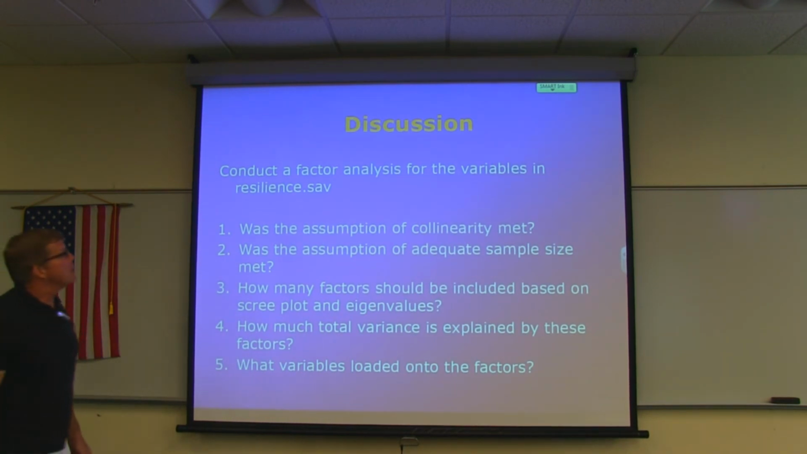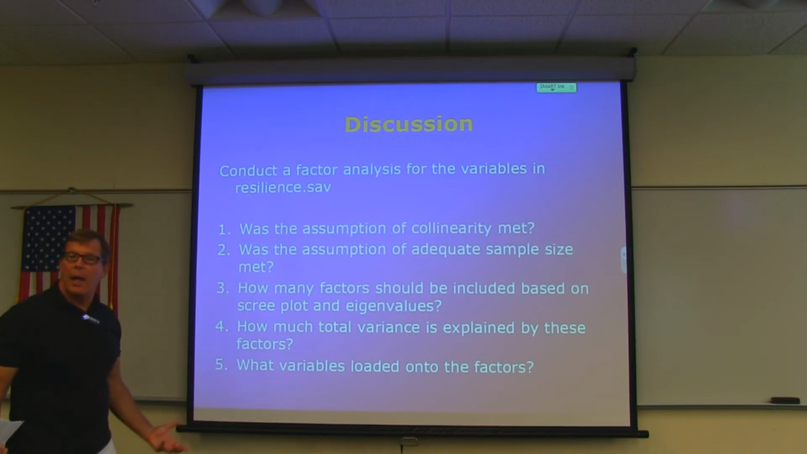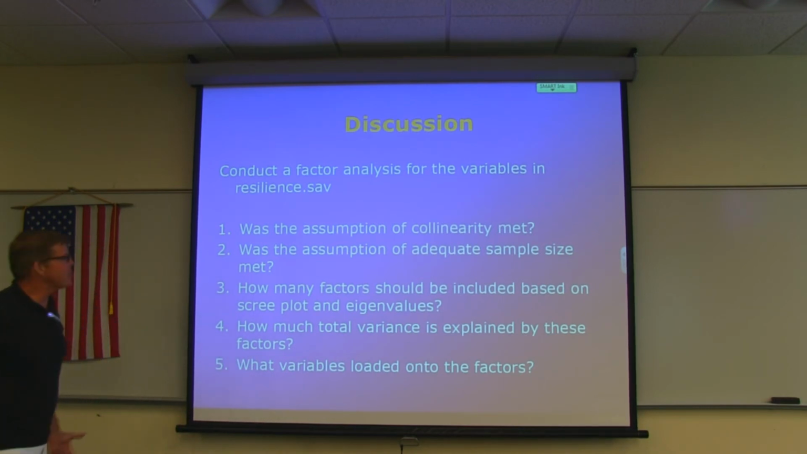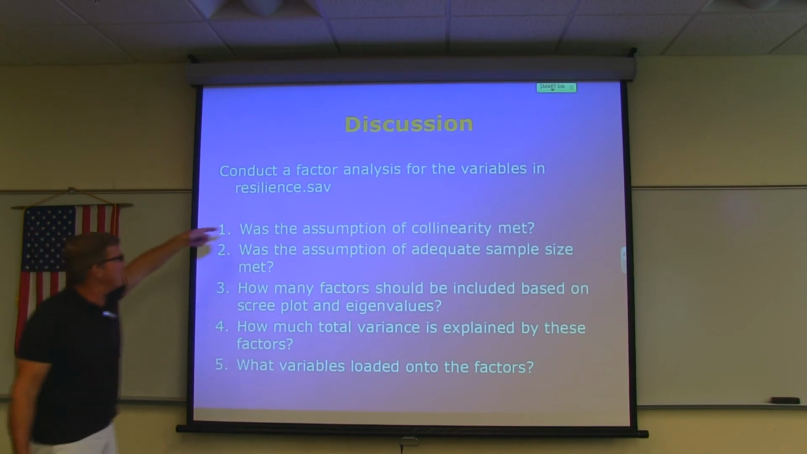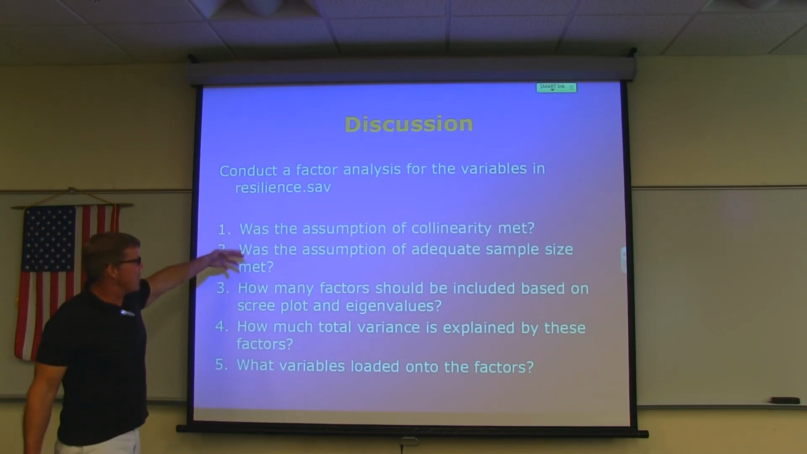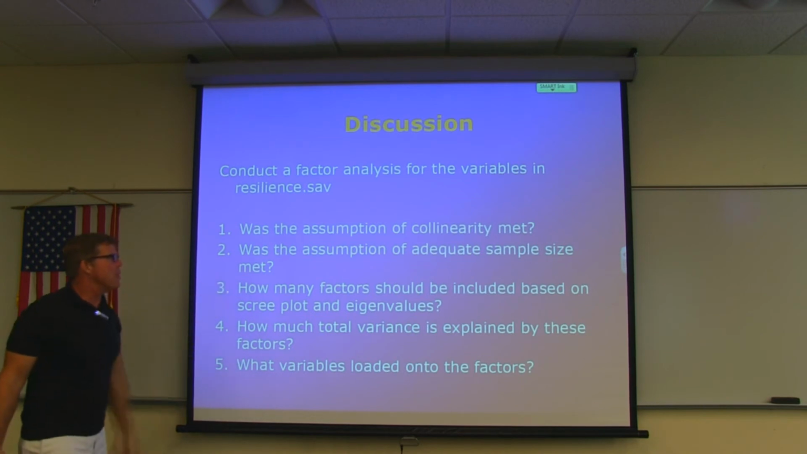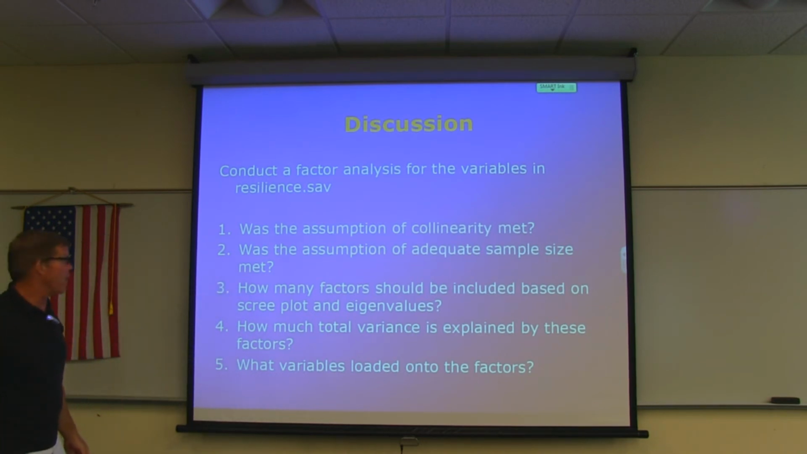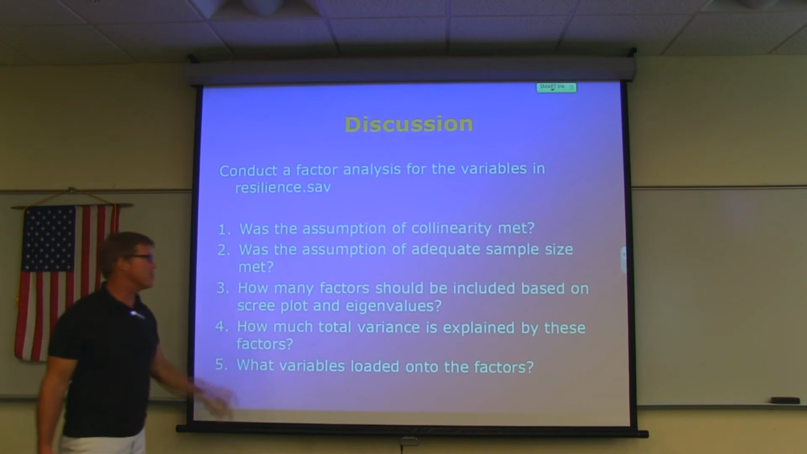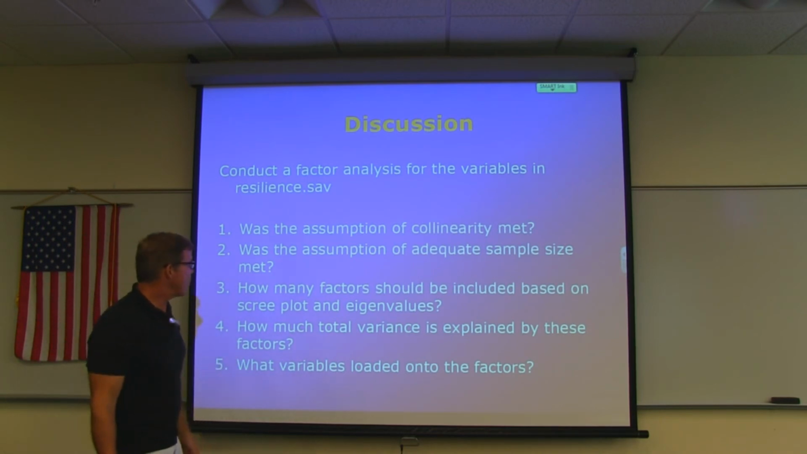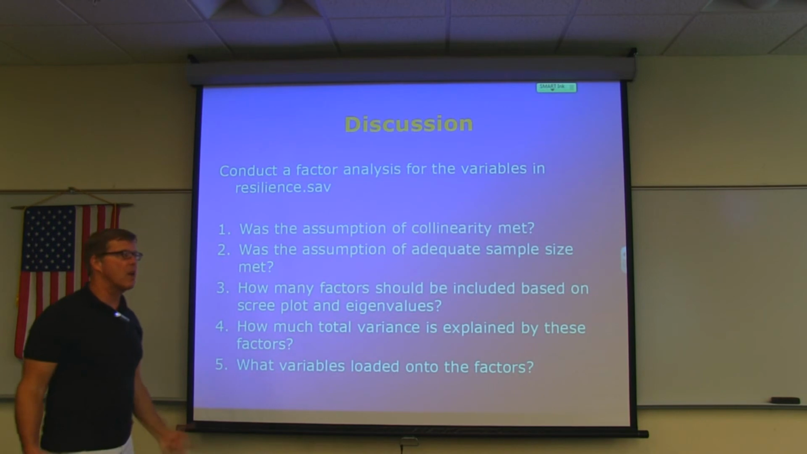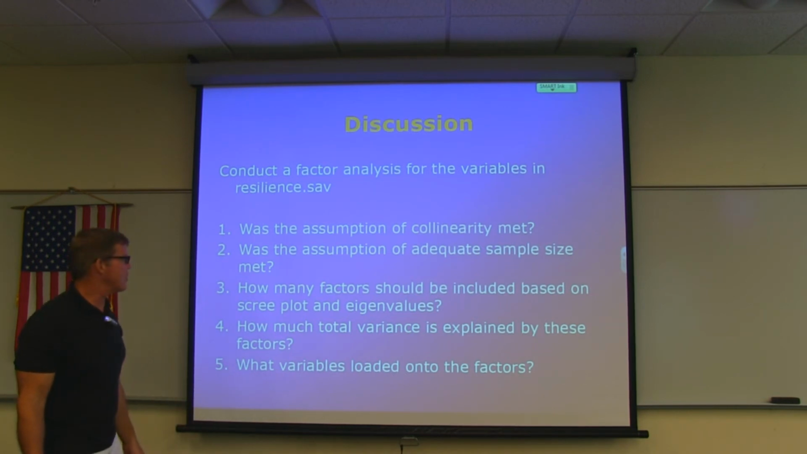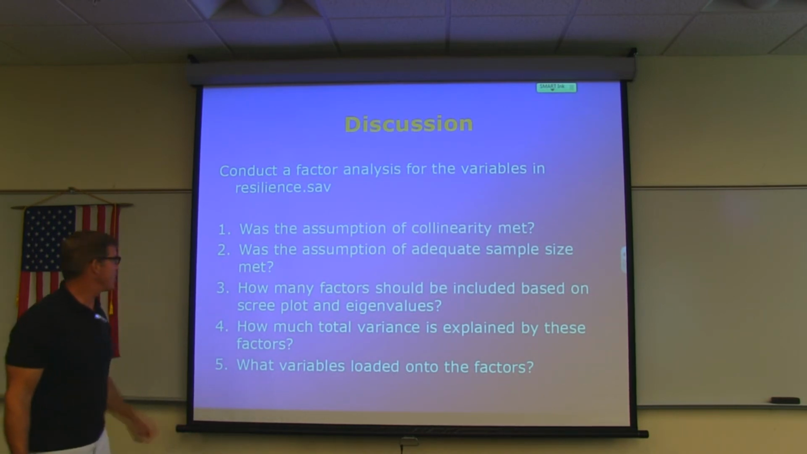Now it wants us to do a little exercise. Conduct a factor analysis for the variables in resilience.save. These are survey questions measuring types of resilience. Okay? And it asks us about the assumption of collinearity, sample size, how many factors should be included based on the scree plot and the eigenvalues, how much total variance is explained by these factors, what variables loaded onto the factors. This is all stuff we did just previously. I think we can handle it. Let's see what's going on.